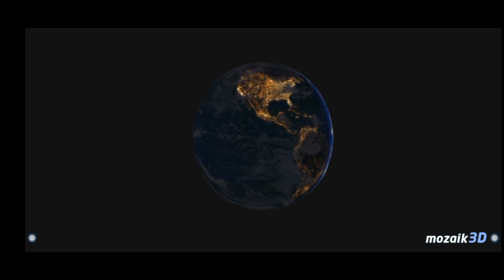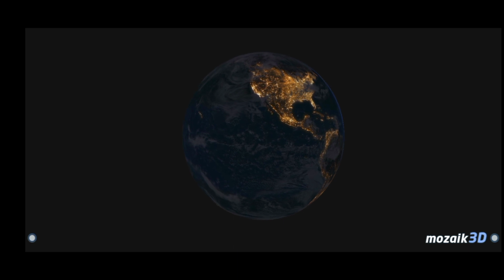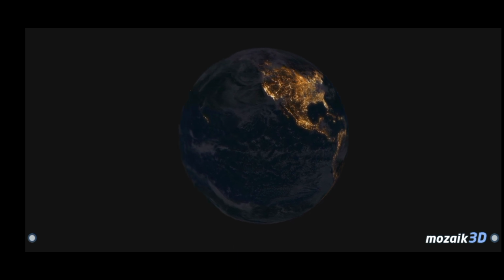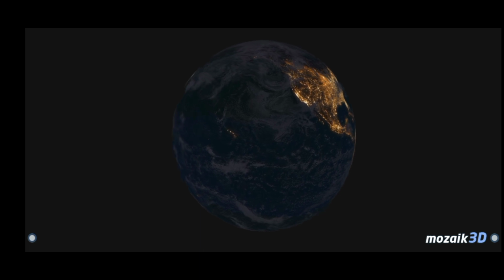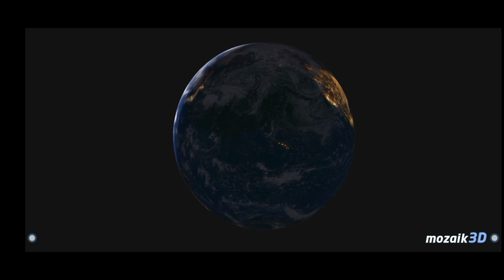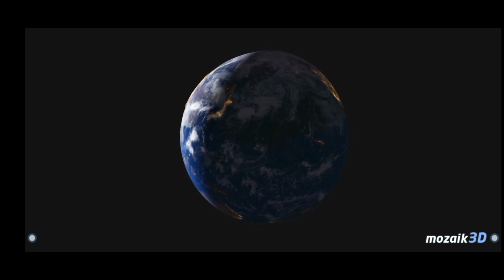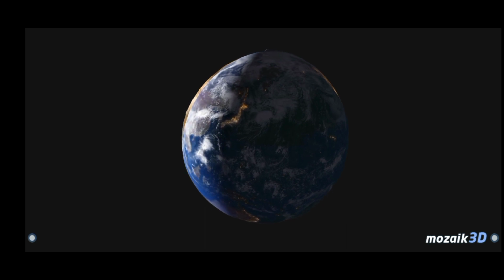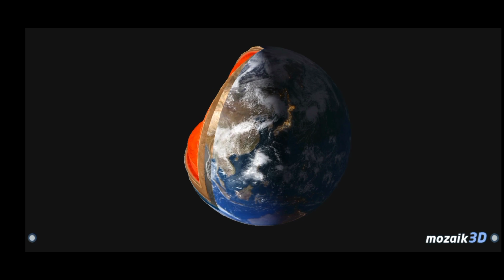The surface. The atmosphere of the Earth is made up mainly of nitrogen, 78%, and oxygen, 21%. Other important components are water vapor, argon, and carbon dioxide. At surface level, the average pressure is 1013 millibars. This pressure is called 1 atmosphere.